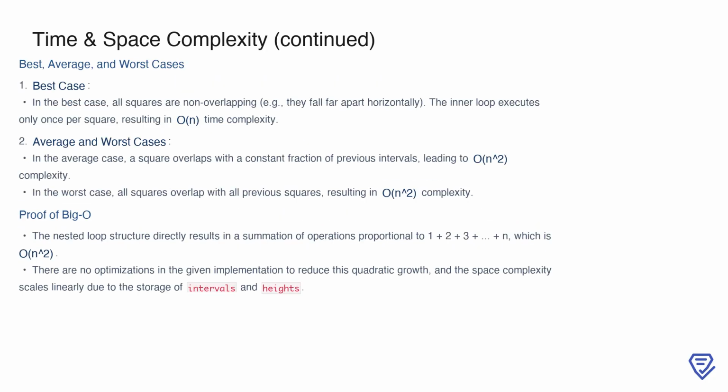Finally, let's consider the different scenarios for time complexity. In the best case, all squares fall far apart from one another, meaning there's no overlap.